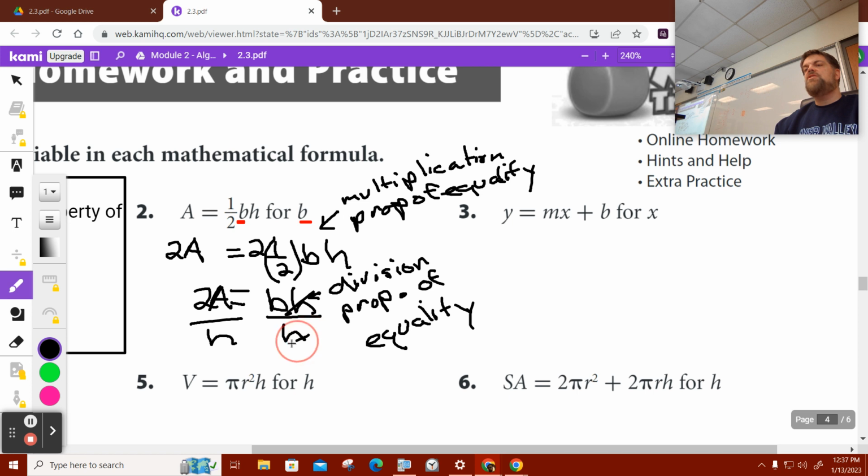And so these H's cancel, and then my final answer is going to be B is equal to 2A all over H. That's the final answer. I ran out of space, but that's the answer. Make room somehow, some way.